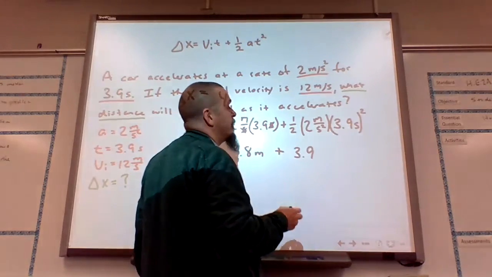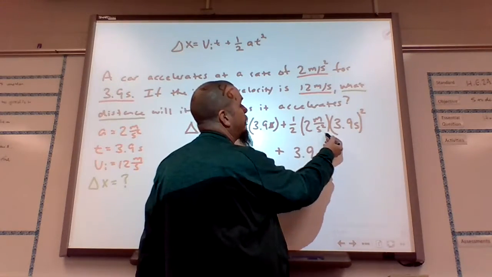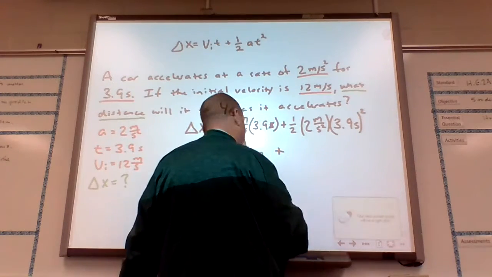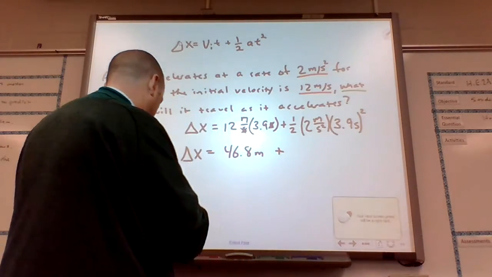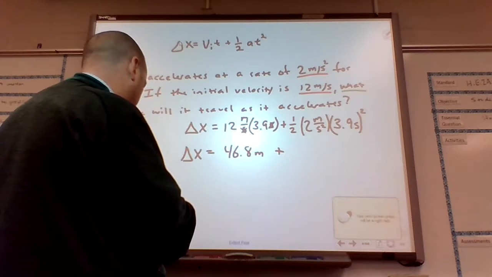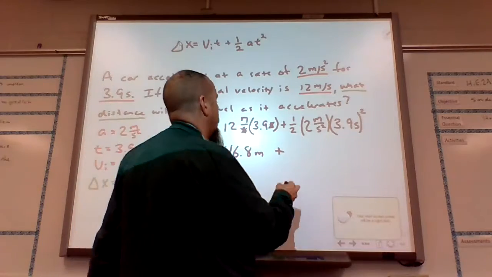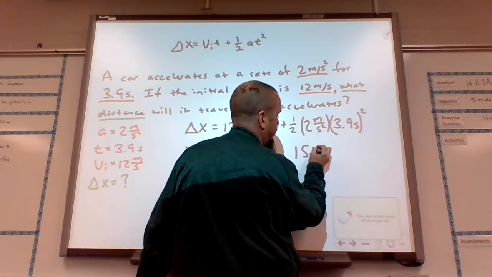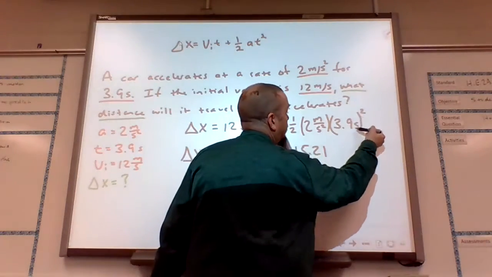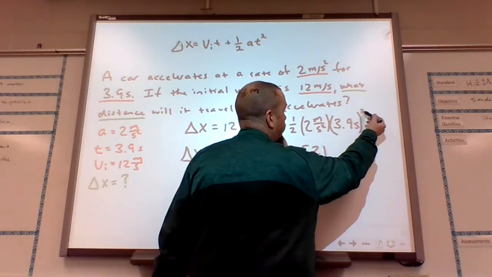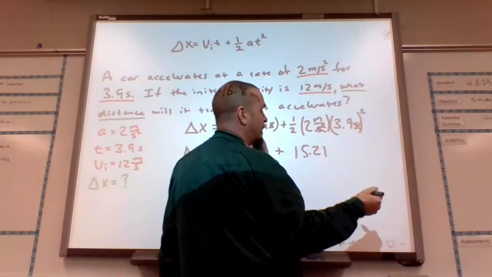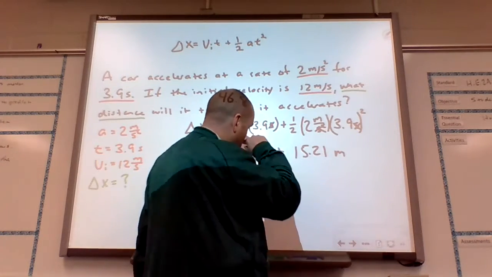For unit cancellation here, I have seconds squared in the denominator. Oops, I realized I didn't square my 3.9. 3.9 squared times 2 times 1/2 is 15.21. When I square this, I end up with seconds squared in the numerator and seconds squared in the denominator. So again, that time is going to cancel out and I'll be left with nothing but meters.